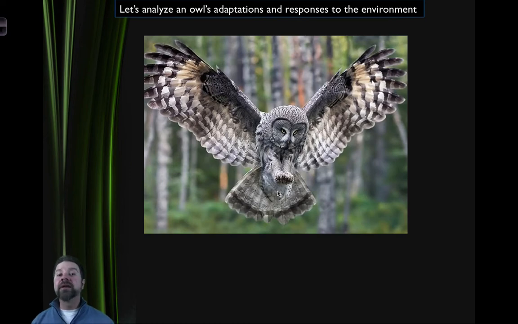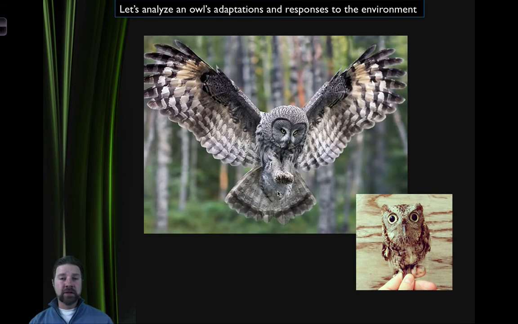Let's go ahead and analyze adaptations and responses to the environment through an owl. So the first thing we'll do is look at all the physical characteristics that it has, and see how this allows it to survive in its given environment. We'll start with this little guy down here, and one thing that we notice, of course, are those big eyes.